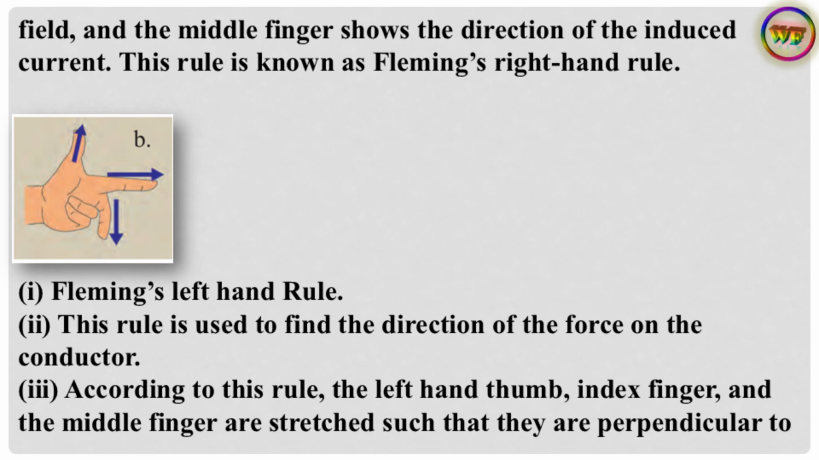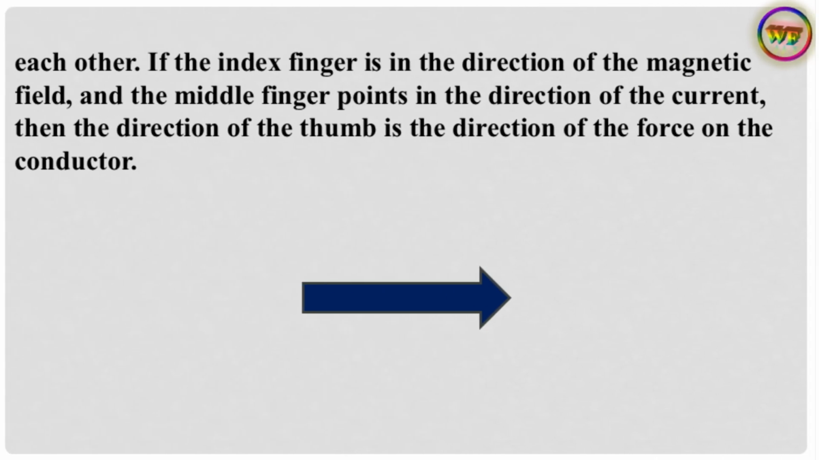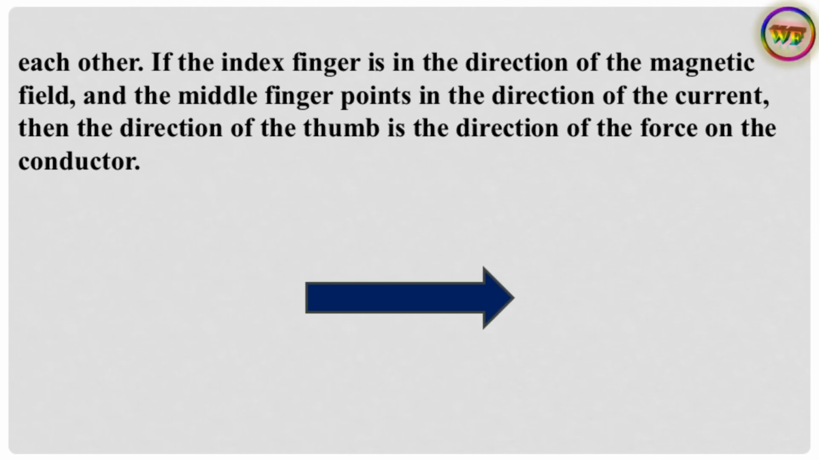B. Point 1. Fleming's left-hand rule. Point 2. This rule is used to find the direction of the force on the conductor. Point 3. According to this rule, the left-hand thumb, index finger, and the middle finger are stretched such that they are perpendicular to each other. If the index finger is in the direction of the magnetic field and the middle finger points in the direction of the current, then the direction of the thumb is the direction of the force on the conductor.